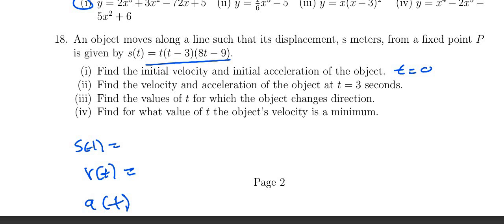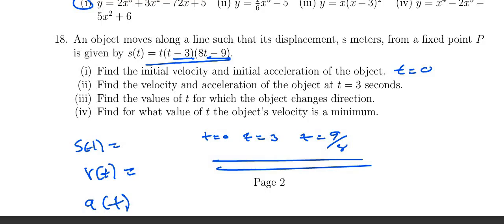Yeah, the next thing is saying find the values of t for which the object changes direction. We solve this to be t is equal to 0. This one here to be t is equal to 3. We solve this other piece, it will be t is equal to 9/8. So these are the 3 pieces that we need.